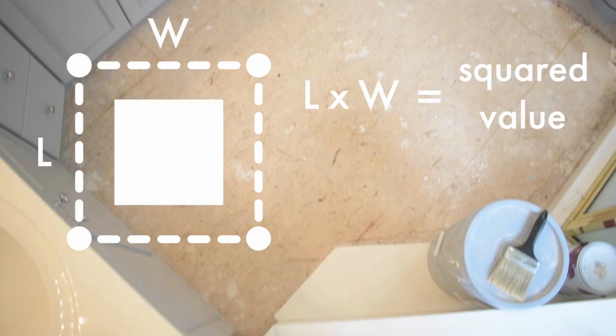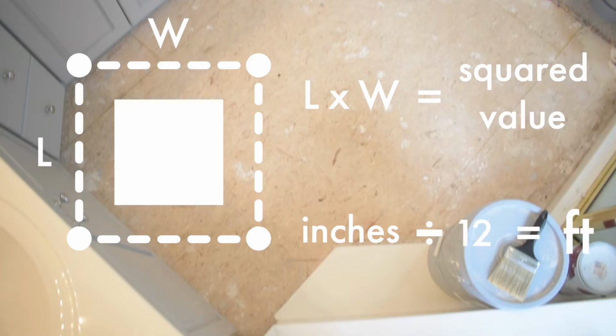Now, as you're measuring, something that you're going to have to keep in mind is what is a value that you're measuring in and what is a value that you want to end with. So if I'm measuring in inches and I need square feet, I need to take the amount of inches that I have and divide that by 12 in order to know how many feet that equals.